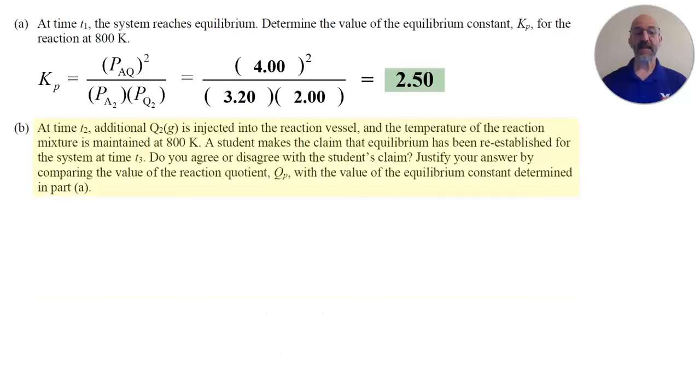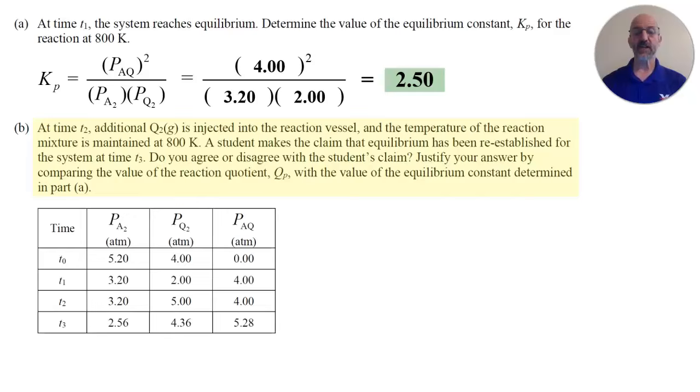In part B, it says that at time T2, additional Q2 is injected into the reaction vessel, and the temperature of the reaction mixture is maintained at 800 Kelvin. A student makes the claim that equilibrium has been reestablished for the system at time T3. Do you agree or disagree with the student's claim? Justify your answer by comparing the value of the reaction quotient, Qp, with the value of the equilibrium constant determined in part A. So let's focus our attention on time T3 in the table.